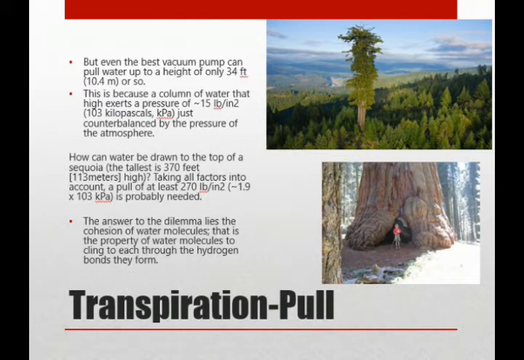So how can water be drawn to the top of a sequoia? A sequoia is a very large tree, 330 feet in height. Taking all factors into account, upward of at least 270 pounds per square inch is probably needed. So what is the answer to this dilemma? The answer lies in the cohesion of water molecules. Cohesion is the ability of water molecules to cling to each other through the hydrogen bonds they form.